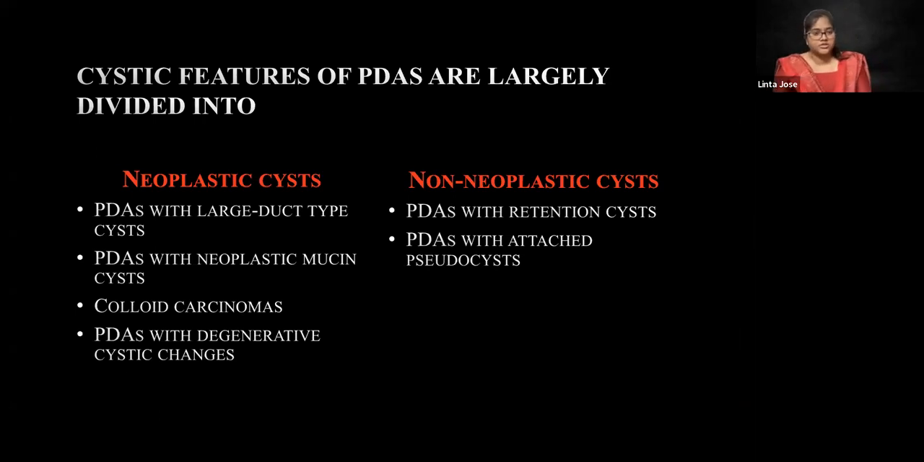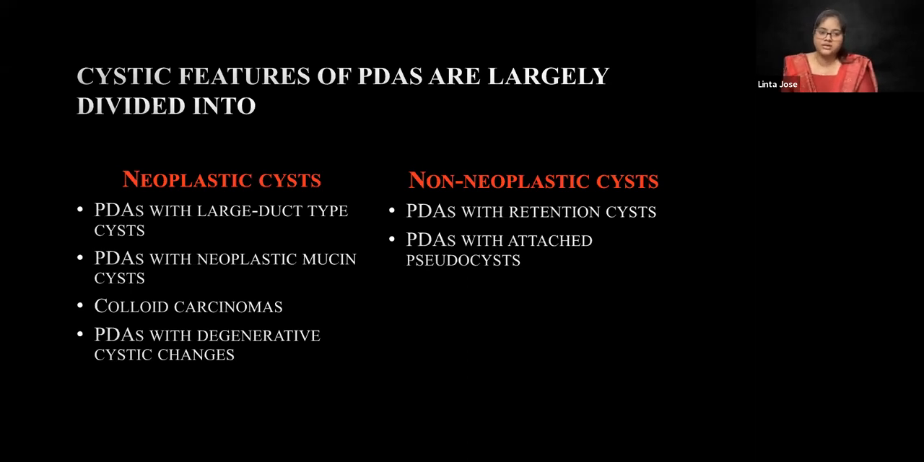Since most of the pancreatic tumors are pancreatic ductal adenocarcinoma, there are some pancreatic ductal adenocarcinomas which have cystic characteristic features, like a neoplastic cyst. So pancreatic neoplasms with cystic change can include PDAC with the large duct type of cyst and PDAC with the neoplastic mucin containing cyst. The difference between these two is just the size of the cyst. The PDAC with neoplastic mucin containing cyst would be larger than 1 centimeter.